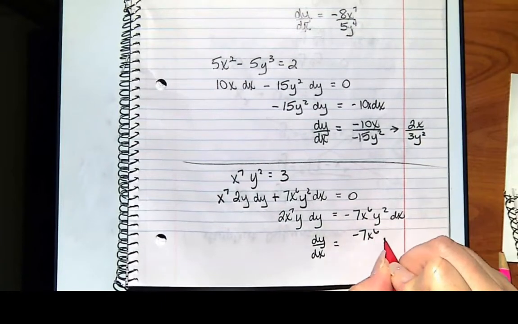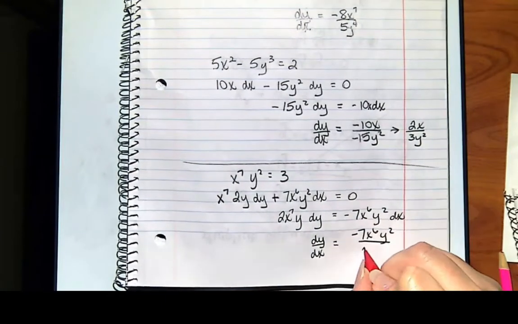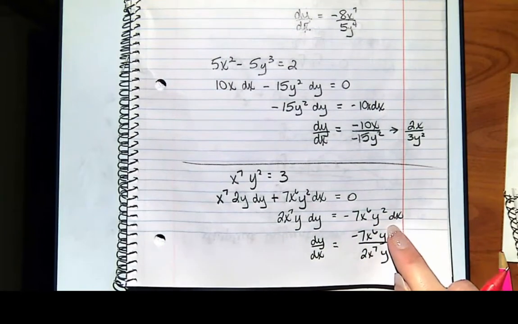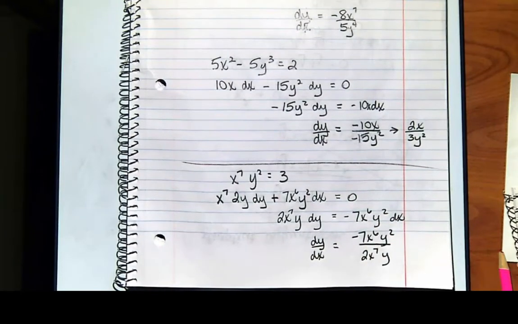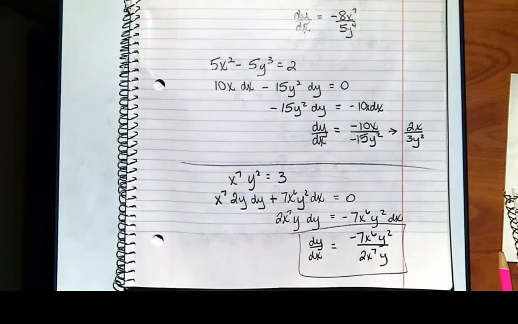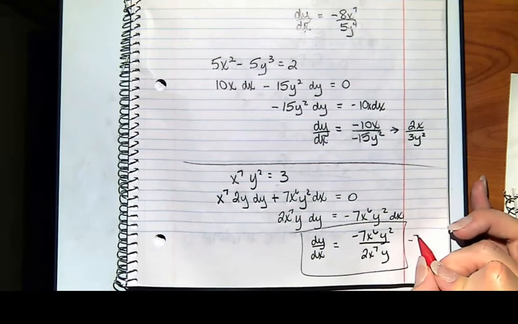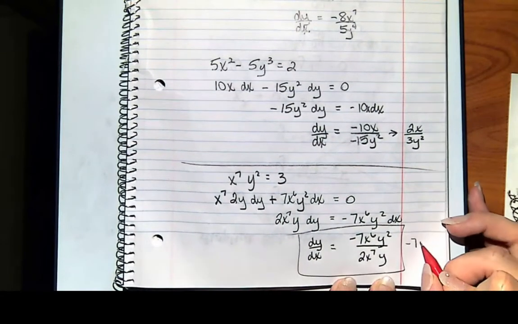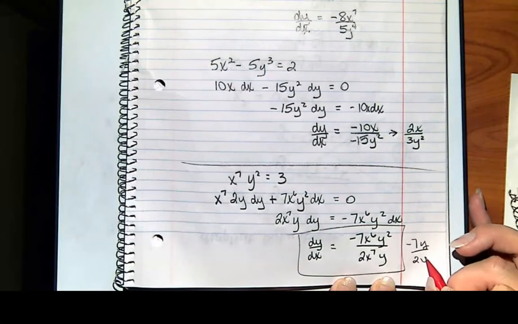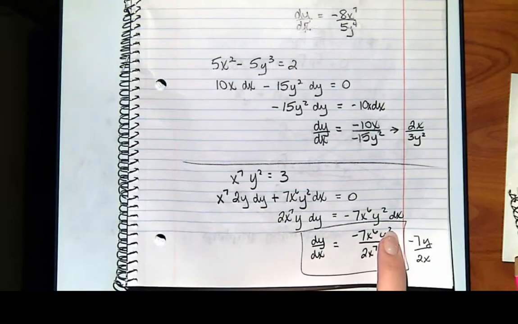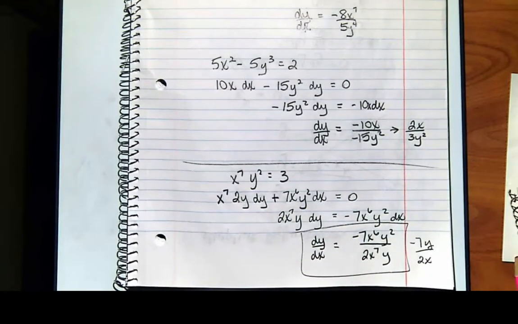Negative 7x to the 6th y squared over 2x to the 7th y. You can reduce it. I've got it set up to accept unsimplified answers as correct, so you could just leave it like that if you want to. If you want to reduce it, it would be a negative 7y over a 2x, because 6x's would reduce with one left over on the bottom, and 1y would reduce with one left on top. Okay, let's do one more.